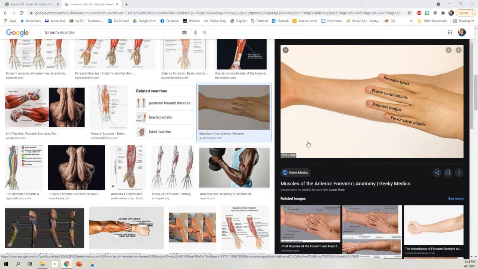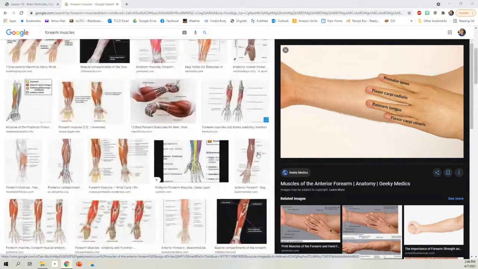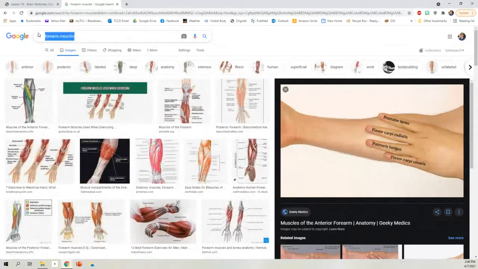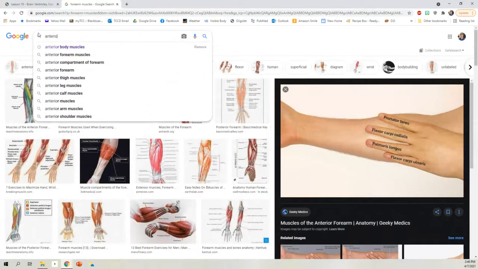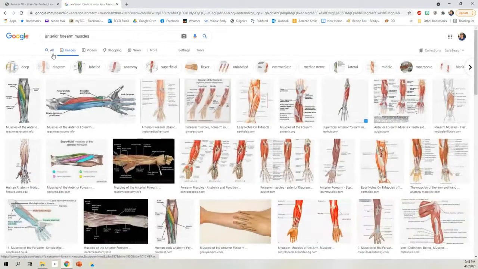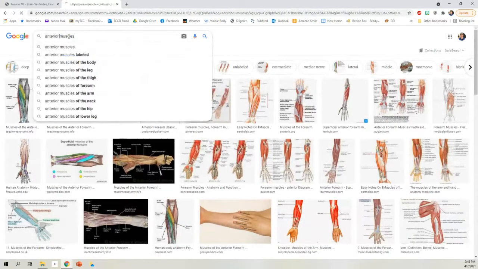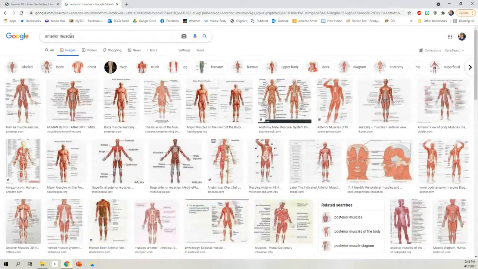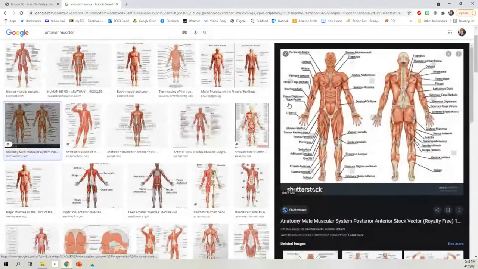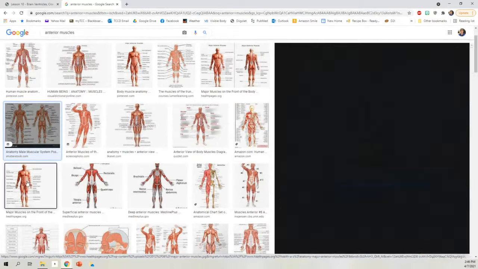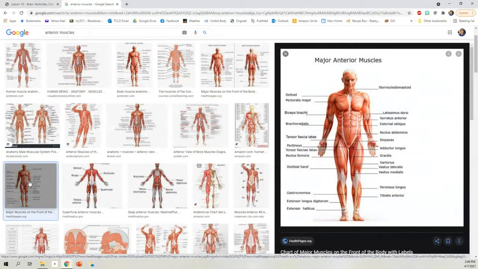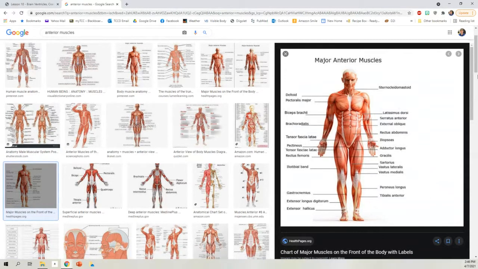When you're looking at them on a muscle man or a muscle picture, let me see if I can find a good one. Here, let's try again. Anterior arm muscles. Let's try this. We're just going to do anterior muscles. See what we get. These are not being helpful. Okay, well here, I'm going to go back to Muscle Man. I apologize, this wasn't as helpful as I thought it would be.